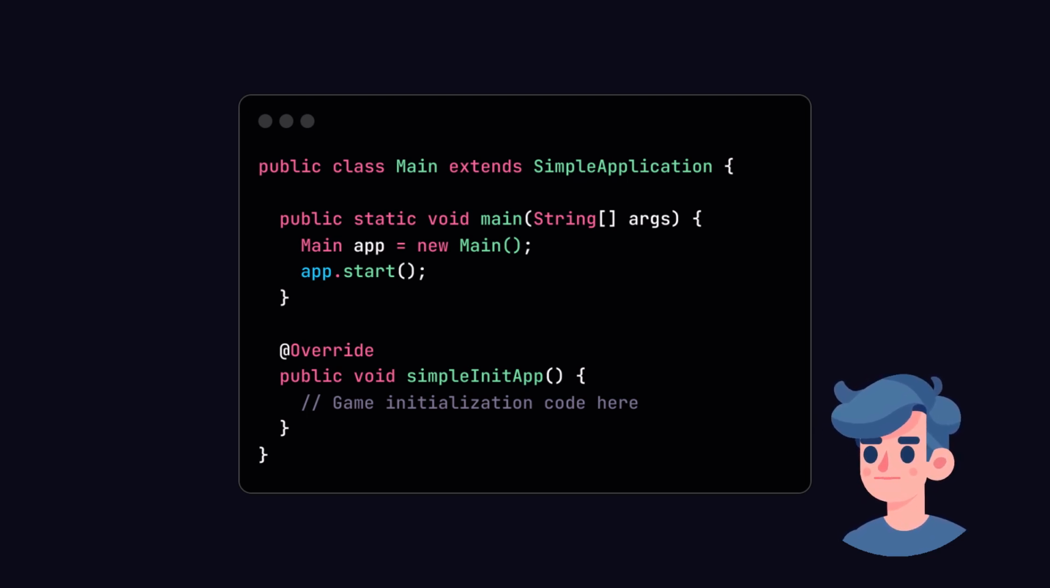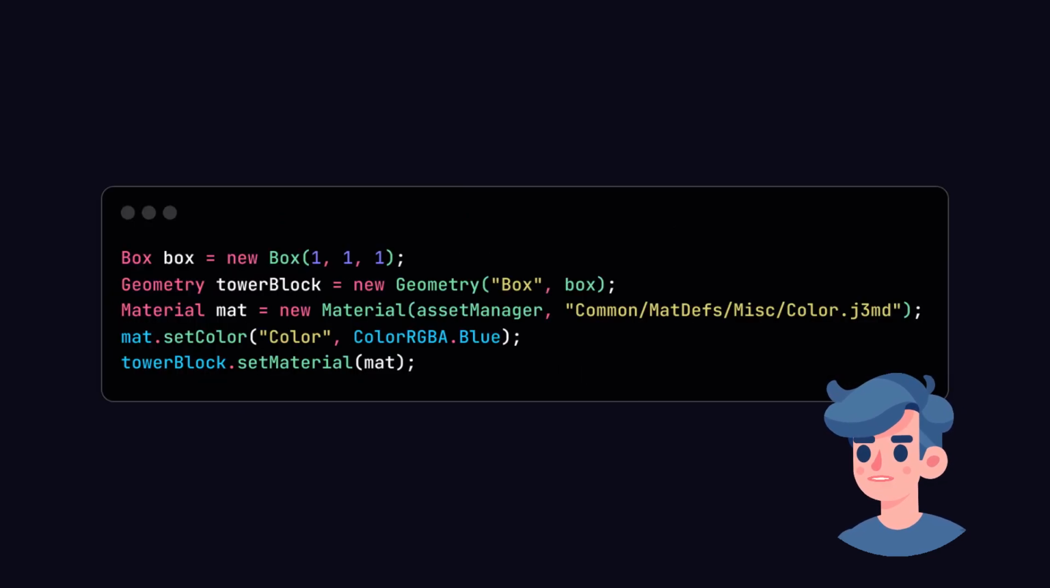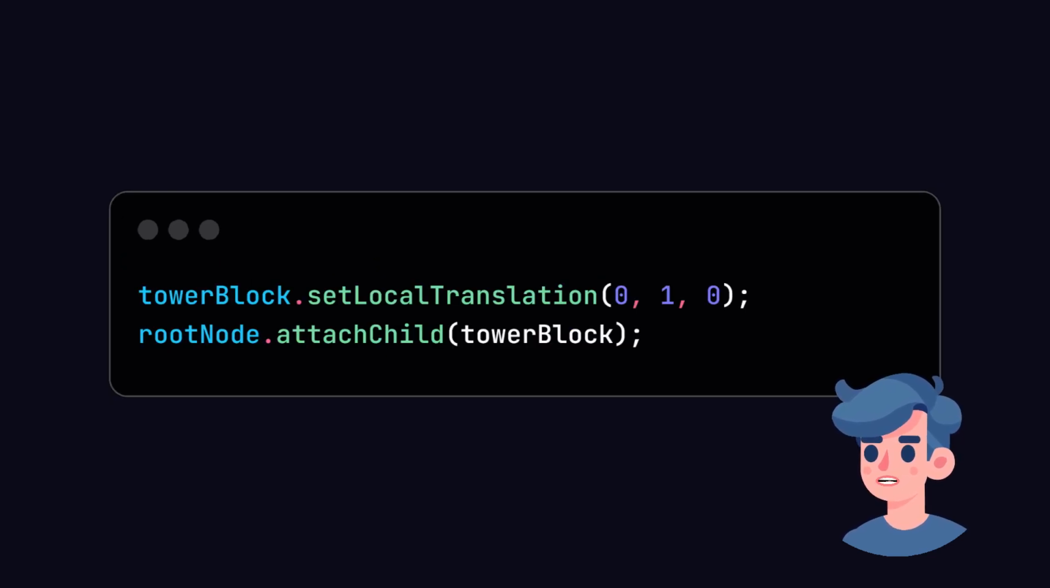Let's override the SimpleInitApp method to set up our initial game environment. Inside this SimpleInitApp method, we'll set up our scenes and controls. Let's create a simple tower block using a box shape. We'll also create a new geometry object to represent the block. Now we need to attach our geometry to the root node so it can be rendered. We'll set the position of our tower block to the center of the scene.